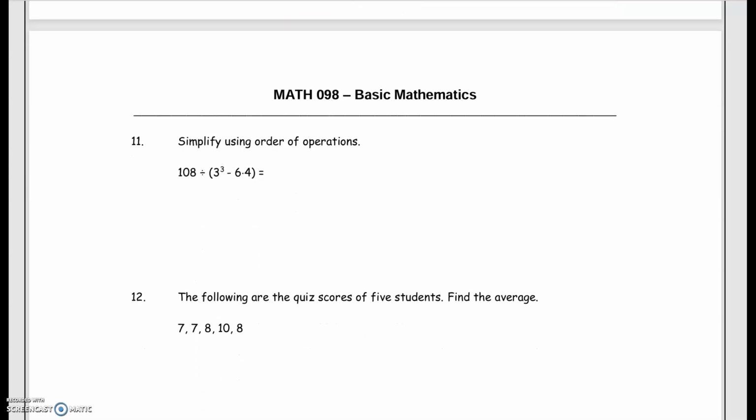So one more example, we have 108 divided by the quantity in parentheses 3 cubed minus 6 times, and that little dot is times 4. So we have 108 divided by, and we are going to deal with parentheses first. So again, PEMDAS. So we are looking inside parentheses and thinking, what do we need to do first inside the parentheses?